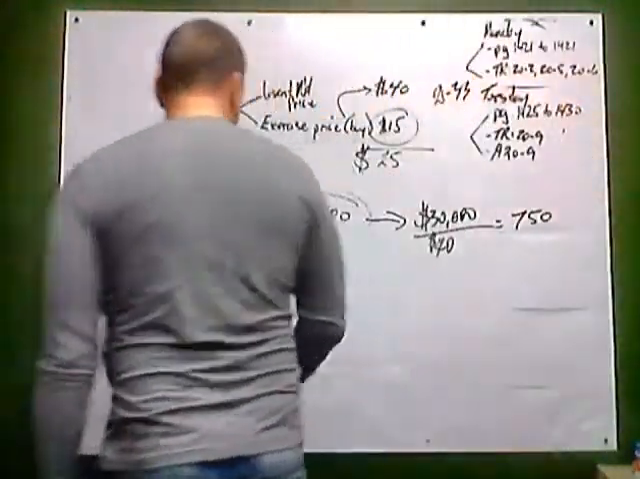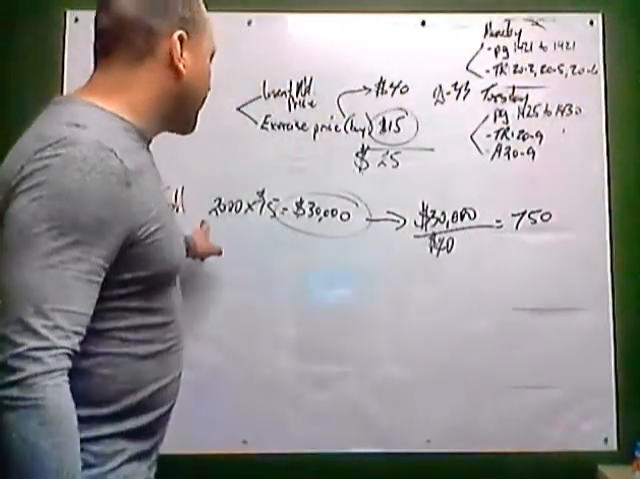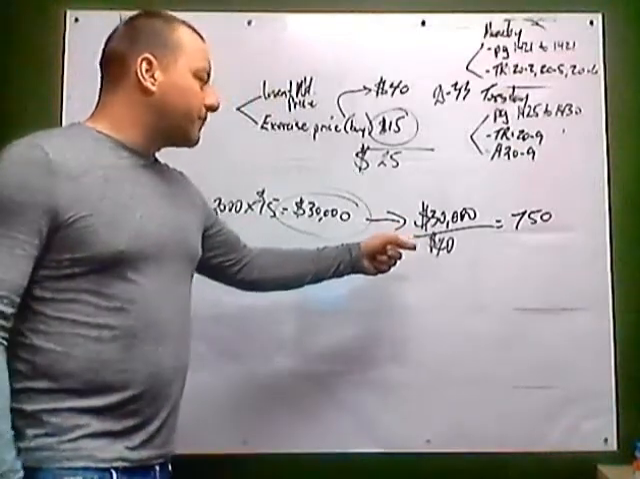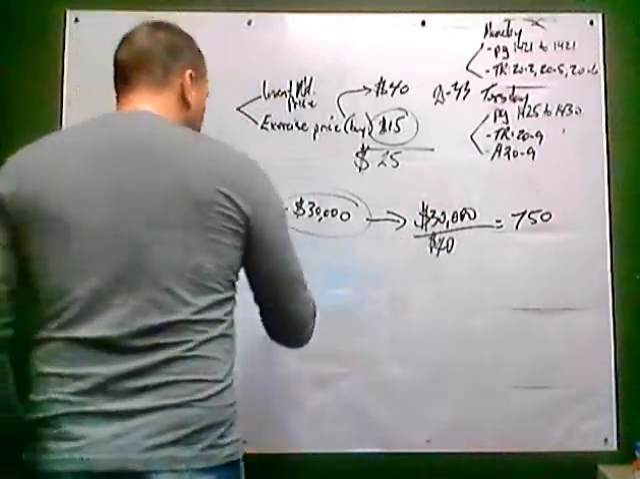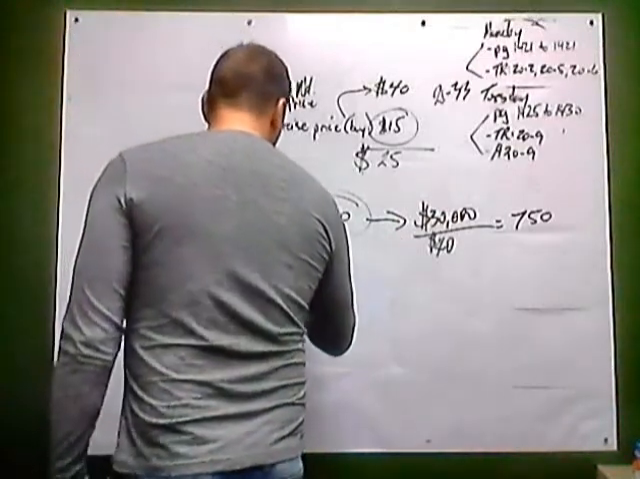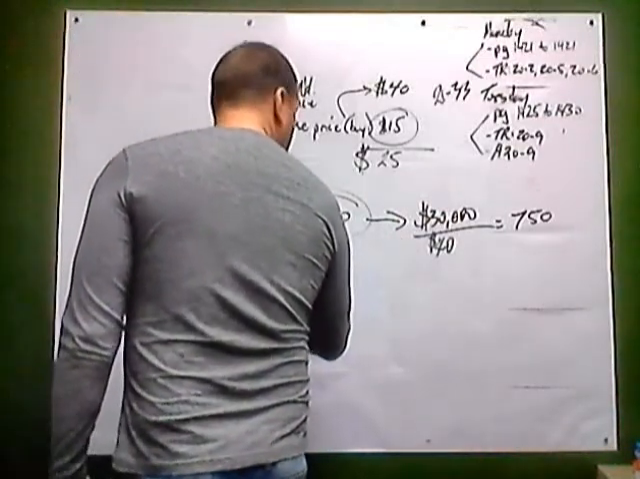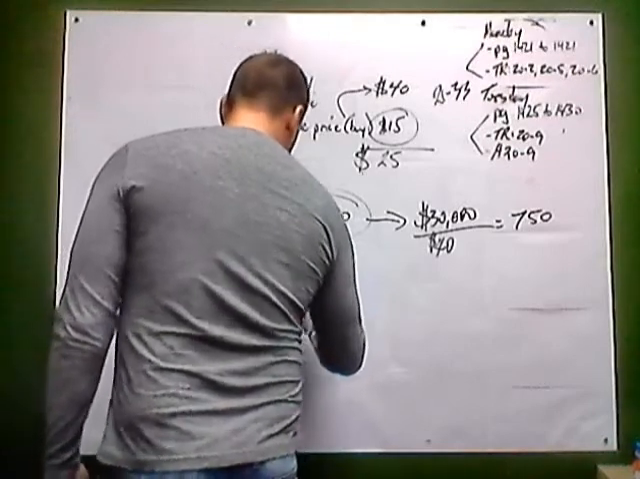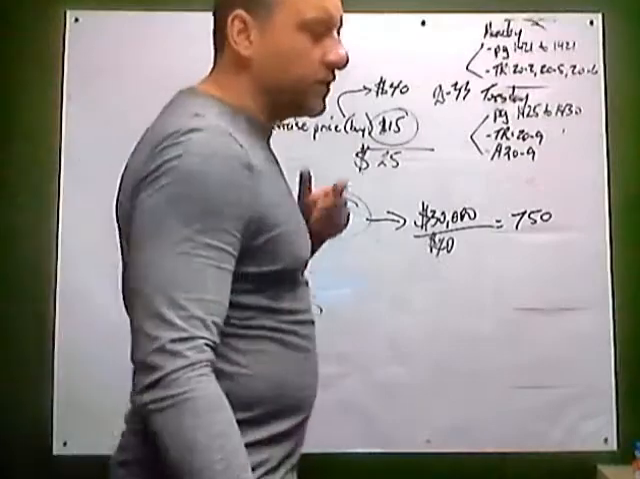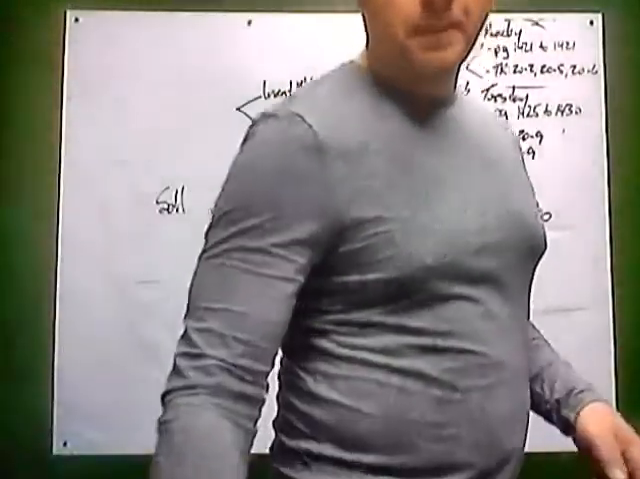So the result is they're going to sell 2,000, they're going to buy back 750. So the net increase for dilution is 1,250. 2,000 minus 750, 1,250. Now this number is important because it's going to be the diluted share figure.